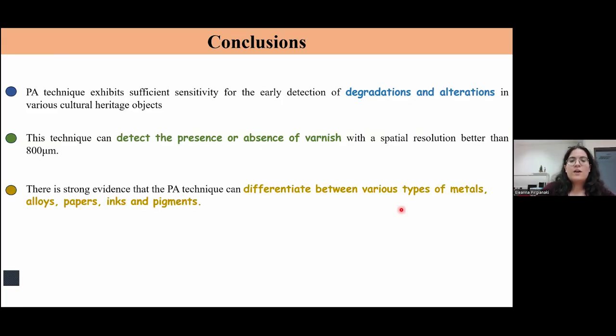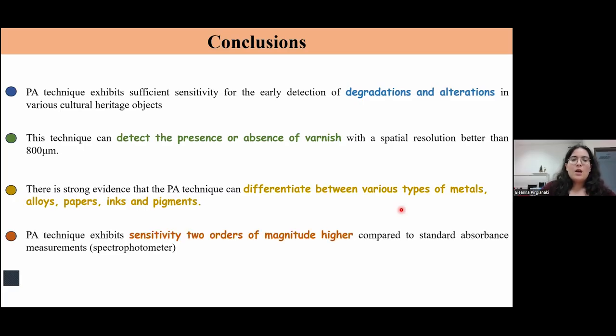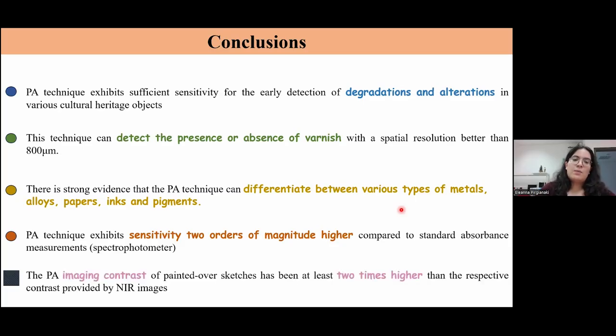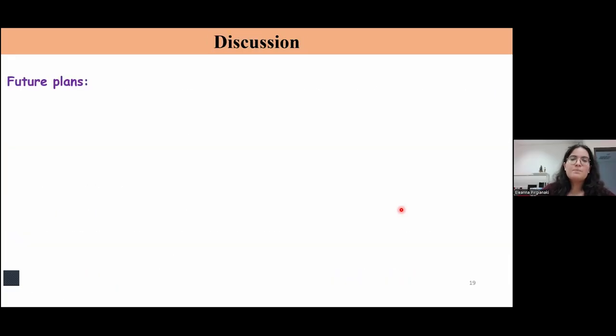There is also strong evidence that the photoacoustic technique can differentiate between various types of metals, alloys, papers, inks, and pigments. Moreover, the photoacoustic technique exhibits sensitivity orders of magnitude higher compared to standard absorbance measurements. And the photoacoustic imaging contrast of painted-over sketches has been at least 2 times higher than the respective contrast provided by, let's say, NIR images.